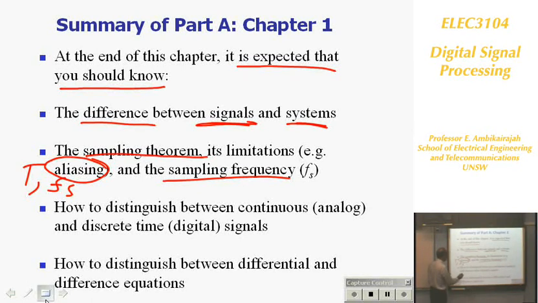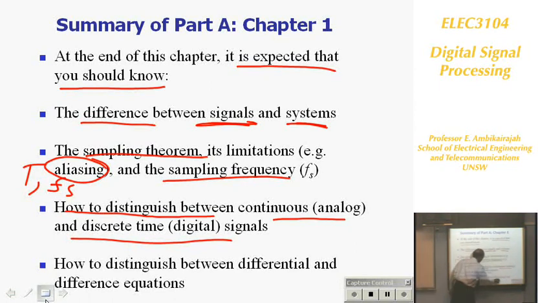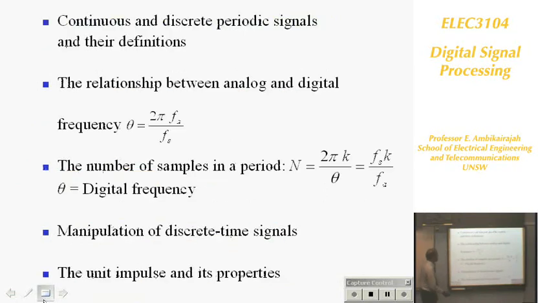How to distinguish between continuous and discrete time signals. If you are given two signals or equations, do you know whether they are continuous or discrete? How to distinguish between a differential equation and a difference equation. Where to use a difference equation, where to use a differential equation. They are basic, but still you need to know. Then, what does a continuous and discrete periodic signal mean? Their definitions you need to know.